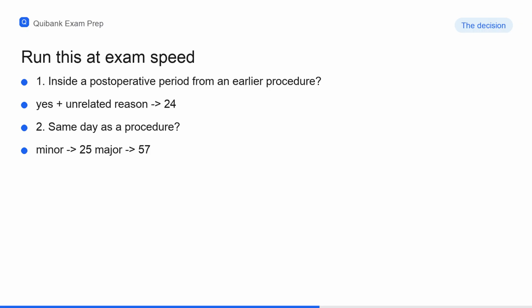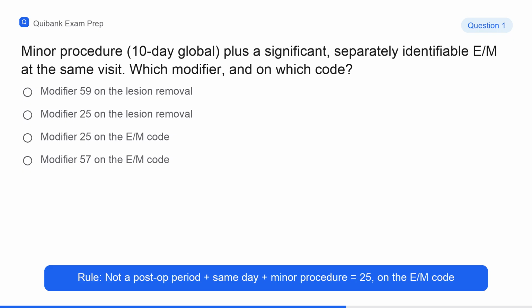So here is the decision you actually run at exam speed. First ask, is this visit inside a postoperative period from an earlier procedure? If yes, and the reason is unrelated, that is 24. If no, ask, is this visit on the same day as a procedure? If yes, look at the procedure. Minor means 25. Major means 57. Let's run 3 real questions through it.